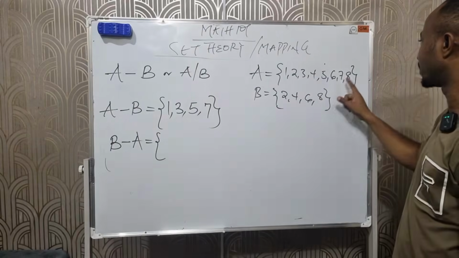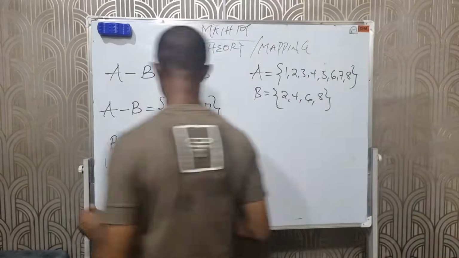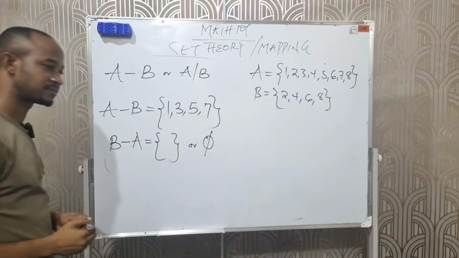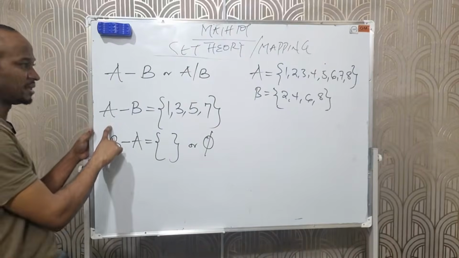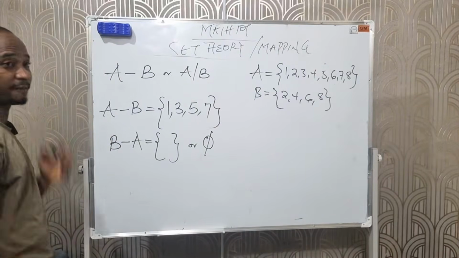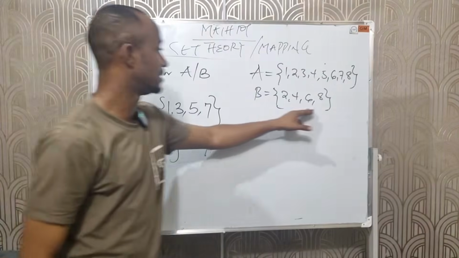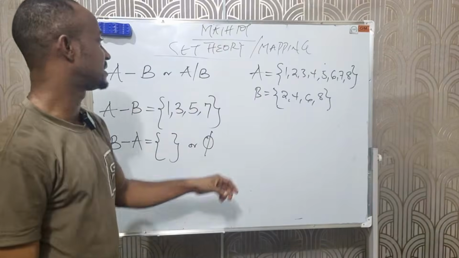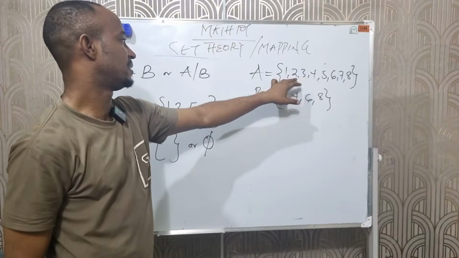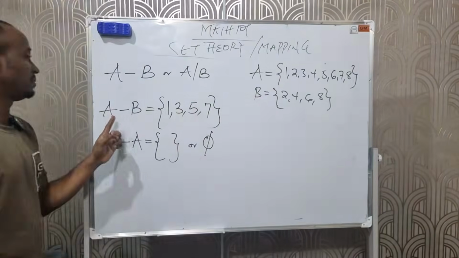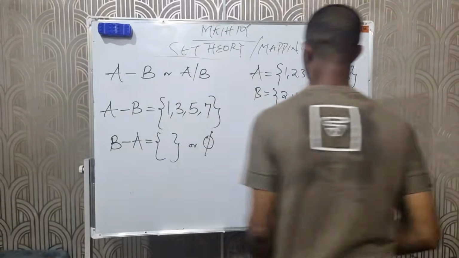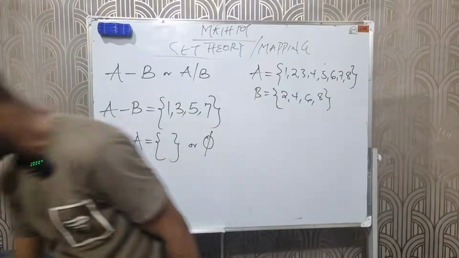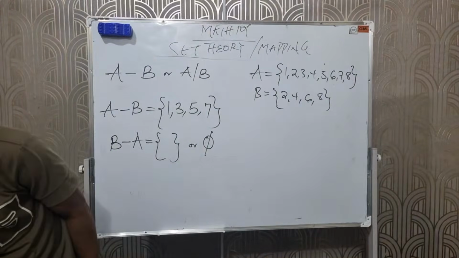8 is here, but not also here. That means the answer here is what? An empty set. An element found in B but not in A: there is no element in B that is not in A, so the answer is empty. But in this case, elements found in A but not in B are simply 1, 3, 5, and 7.